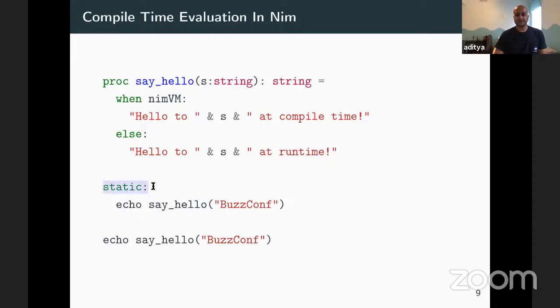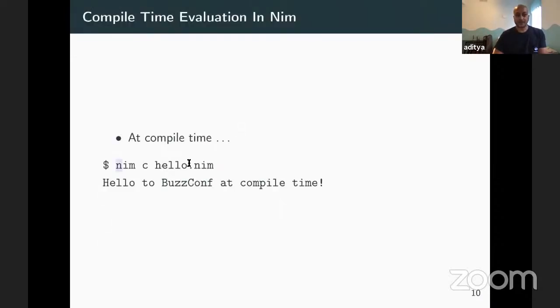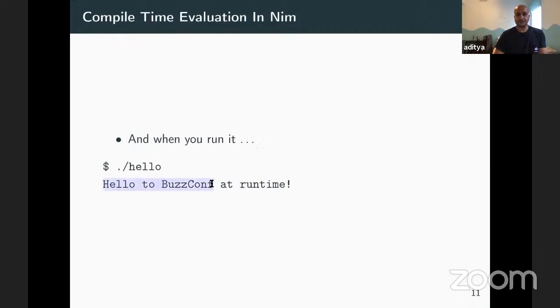So inside of a static block, which is a compile time block, if I call sayHello with BuzzConf, it's going to do this. And if I do it outside of the static block, it's going to do that. So what that means is when I compile this program, the compiler spits out hello to BuzzConf at compile time. I haven't even run it yet. This is compiler output. And when I run it, it's going to say hello to BuzzConf at runtime, right? So there's two different behaviors, one at compile time and one at runtime.